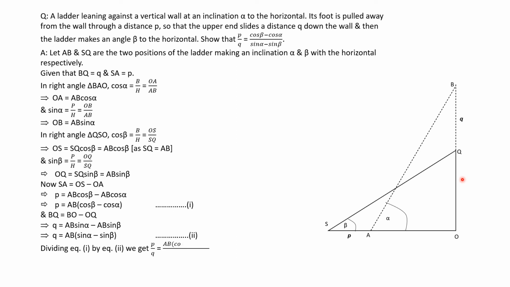Now dividing equation 1 by equation 2, we get p by q equals AB into (cos beta minus cos alpha) divided by AB into (sin alpha minus sin beta), or AB gets cancelled in both numerator and denominator. We get p by q equals (cos beta minus cos alpha) divided by (sin alpha minus sin beta). Hence proved.